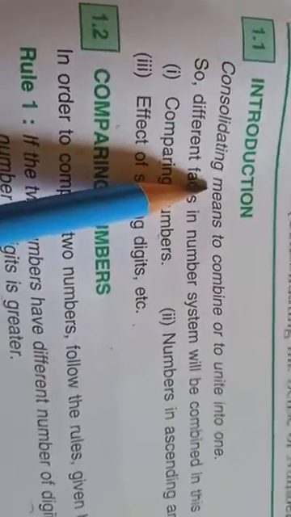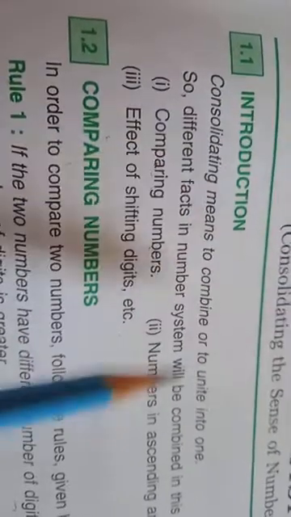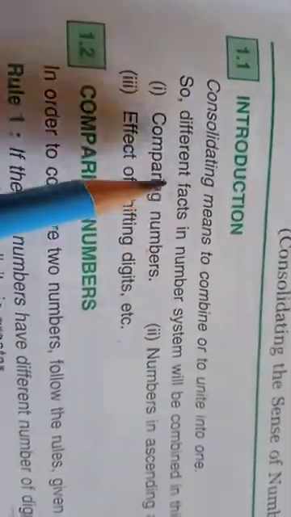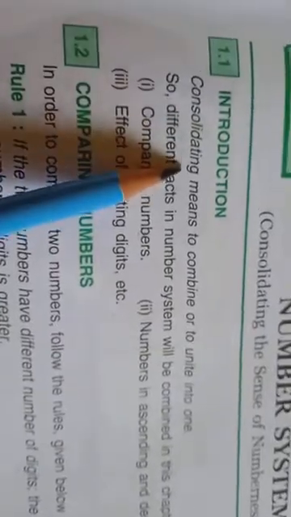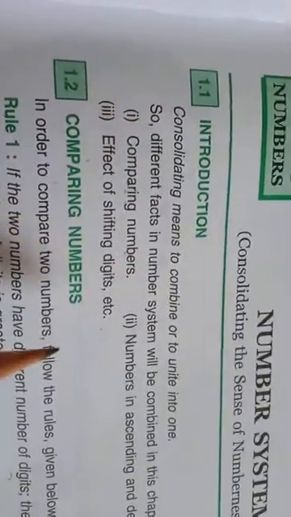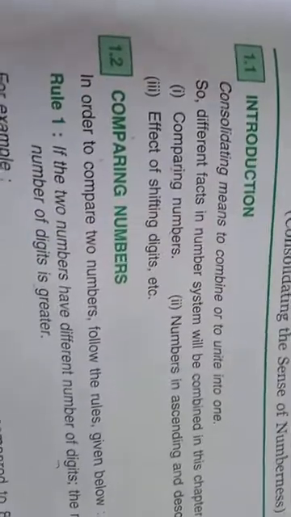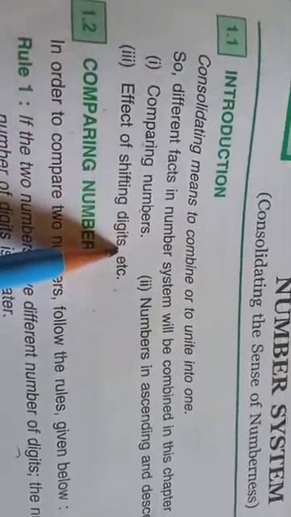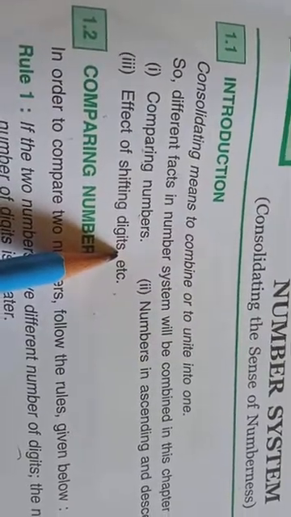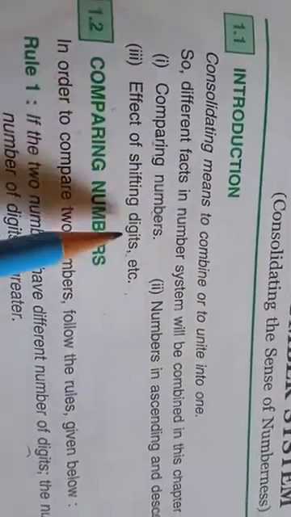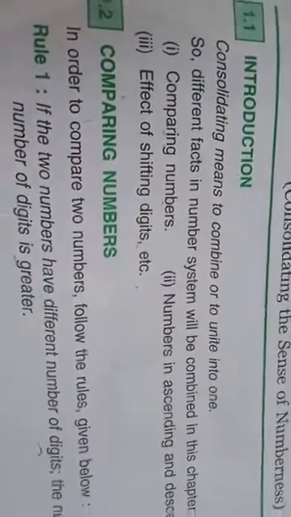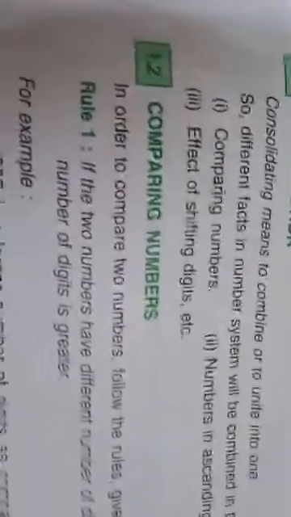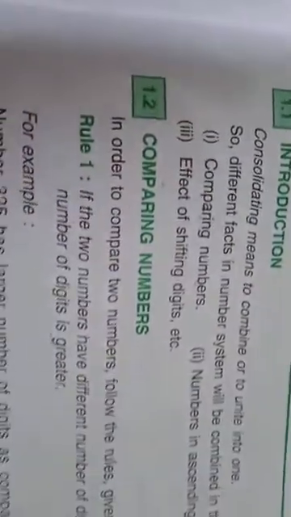Your questions will be in such a way that we will be comparing, and after comparing we will be arranging them in ascending or descending order. That is the meaning of consolidating: combining different concepts to solve examples. Then effect of shifting: few digits will be given to you and you have to rearrange them to form the greatest or smallest number. I don't want to waste further time. Let's start. First one, comparing numbers.